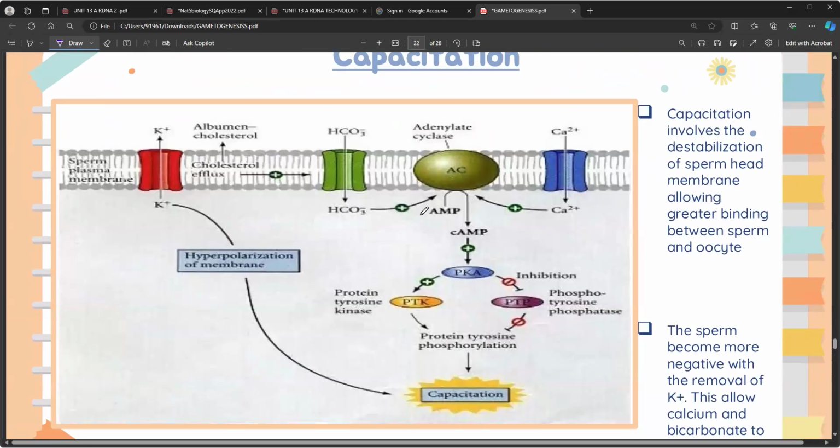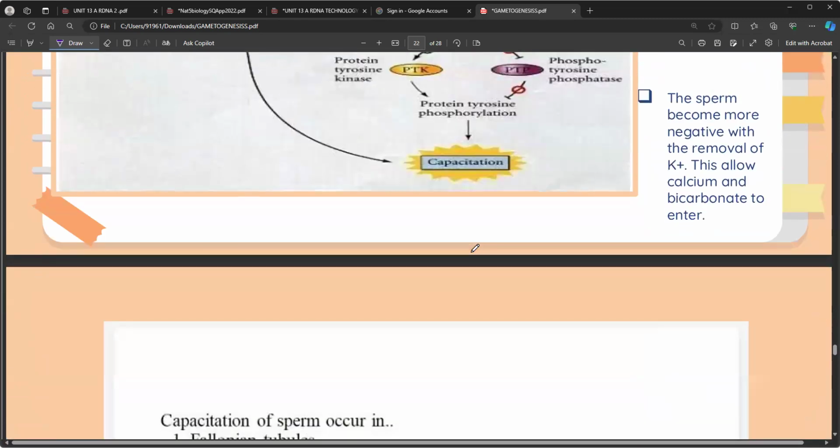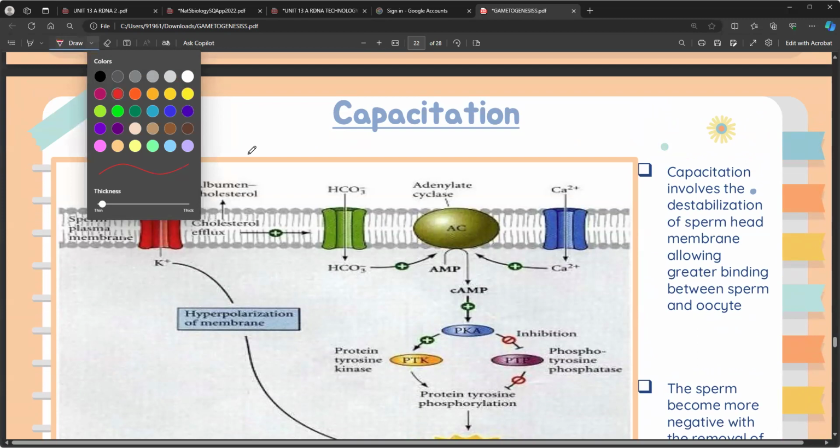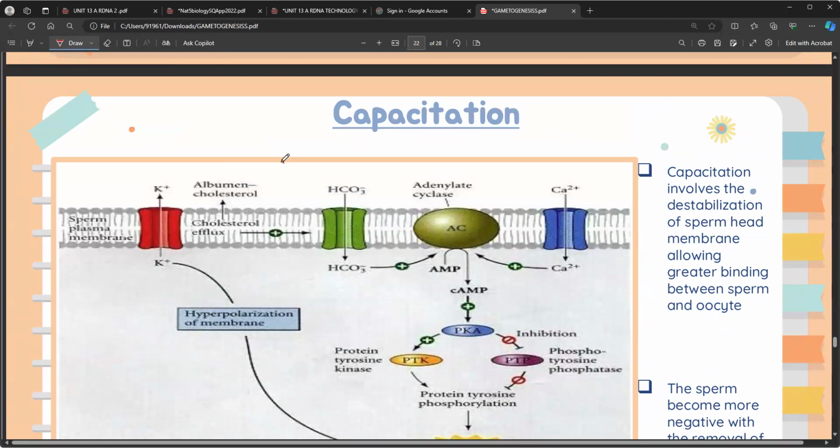Now, no point of getting confused. This process of capacitation basically requires a process of simple signaling. Very simple.